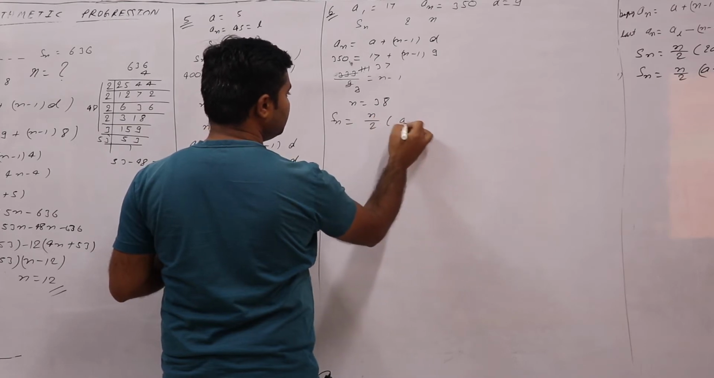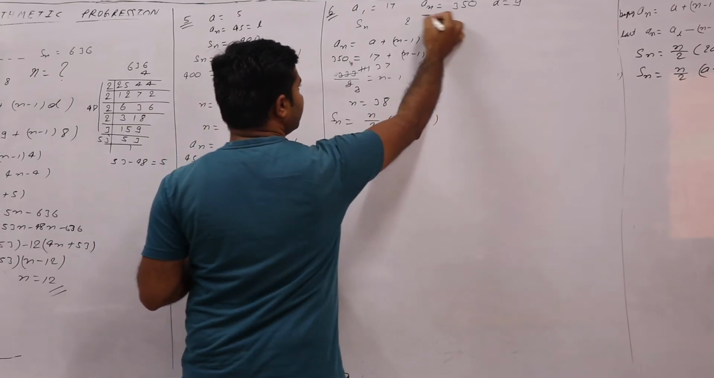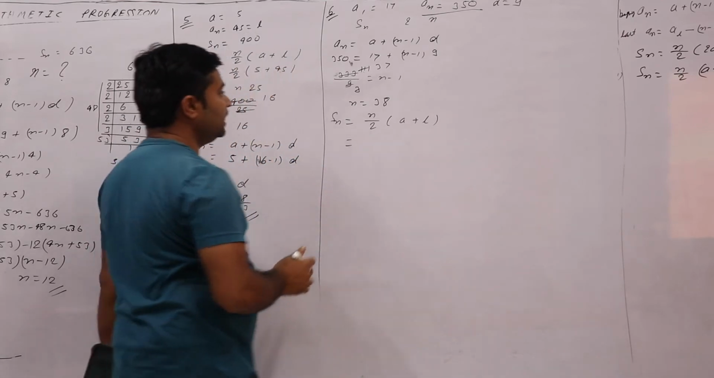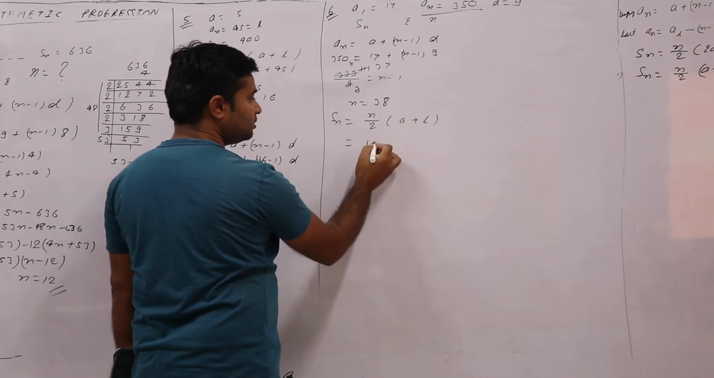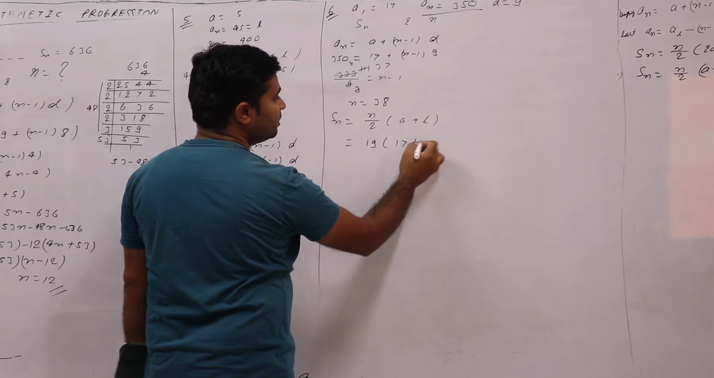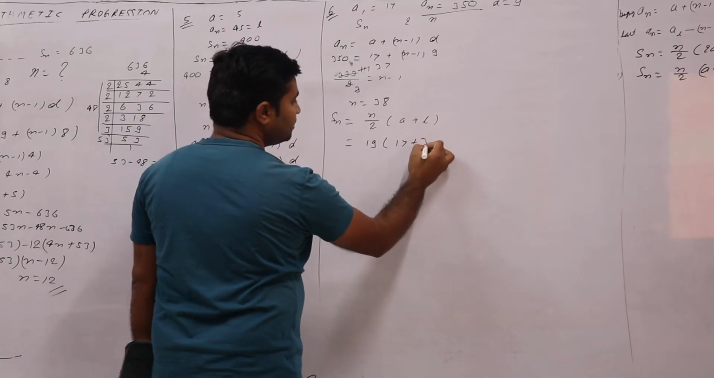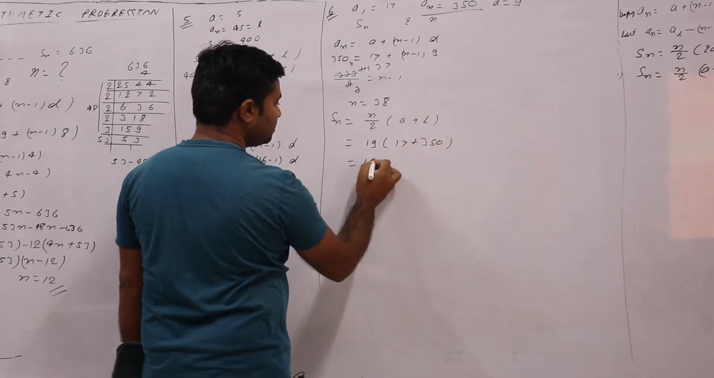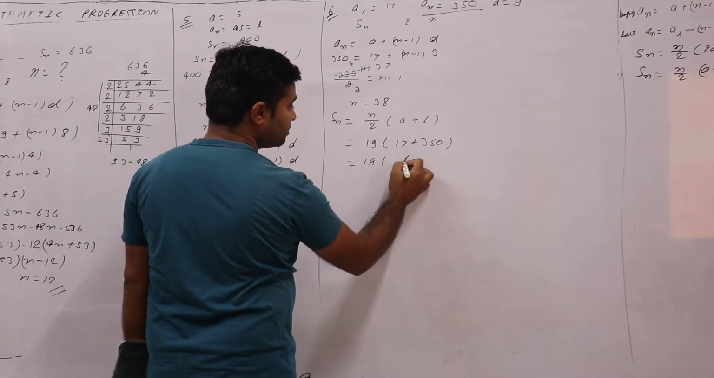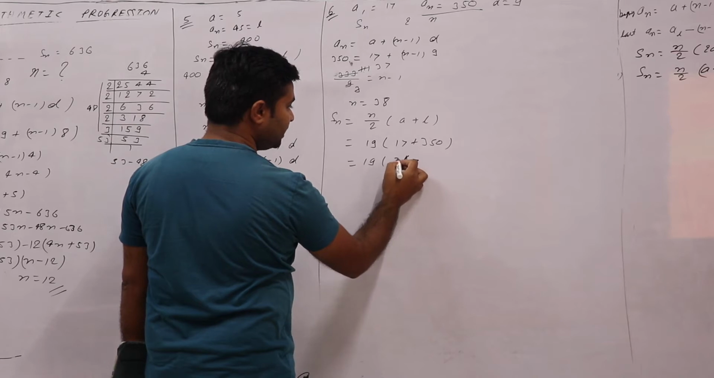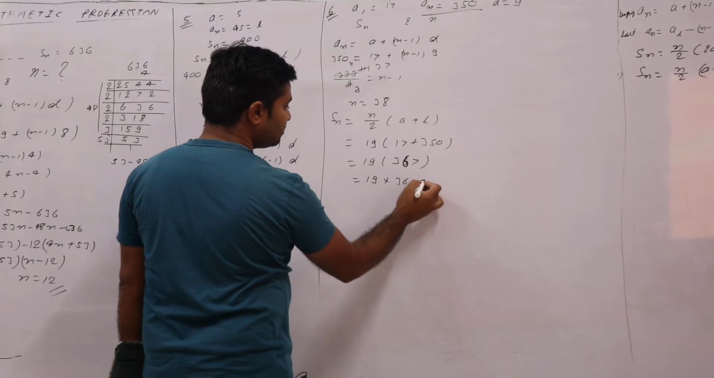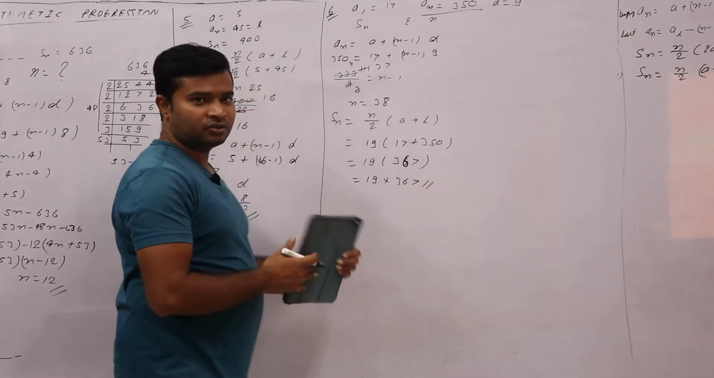Sn is n by 2 into a plus l, because we have l also, right? So n by 2. N is how much? 38. 38 by 2 is 19. A is how much? 17. L is how much? 350, means 19 and here it becomes 76, and 3. So you can multiply now, right? Yes, you can multiply.